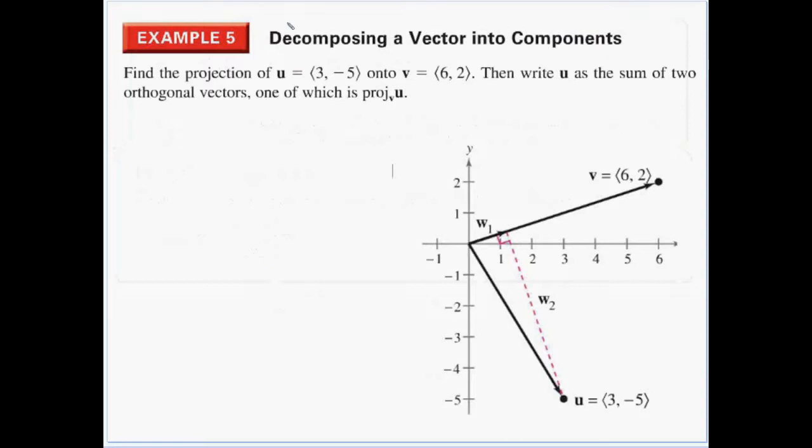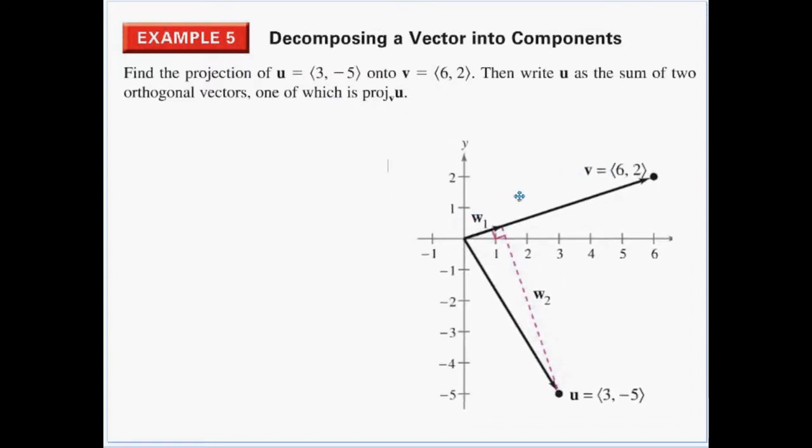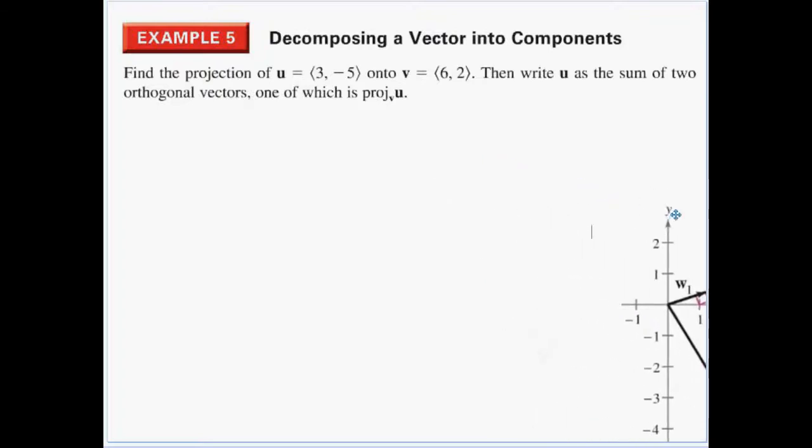So we got example 5 here. Find the projection of u onto v, and then write u as a sum of two orthogonal vectors, one of which is our projection. So here we got a picture. We got our vector v here, 6, 2, u down here, 3, negative 5. We want to find these component pieces, w1 and w2. Let's get this picture out of the way so we got a little more room to write.